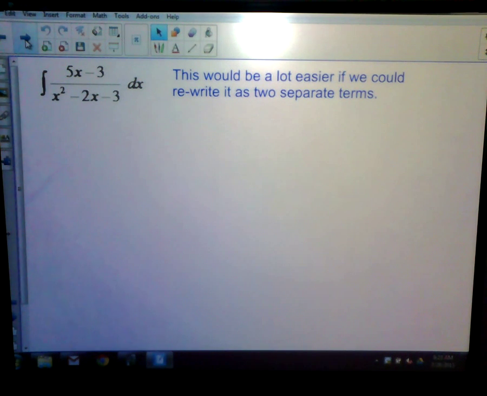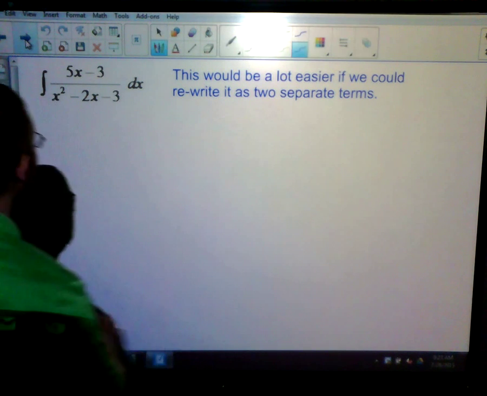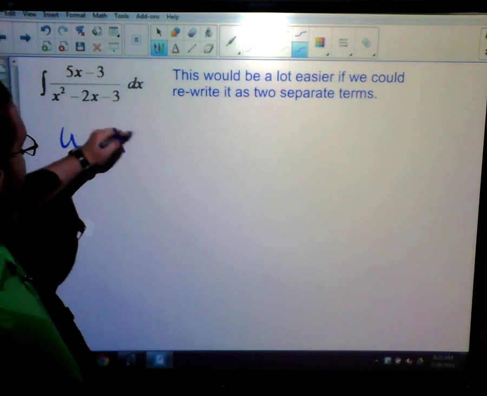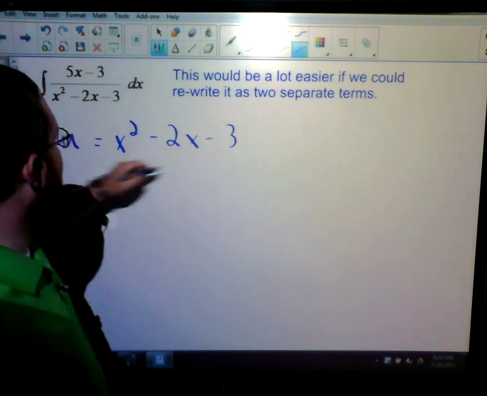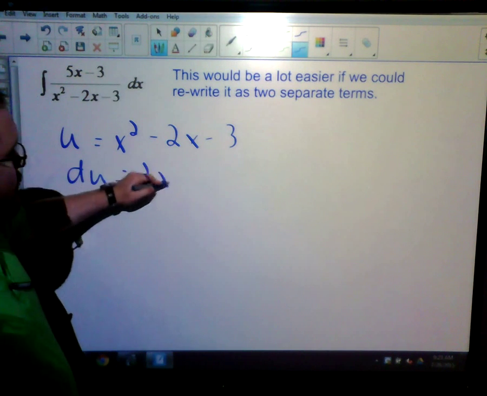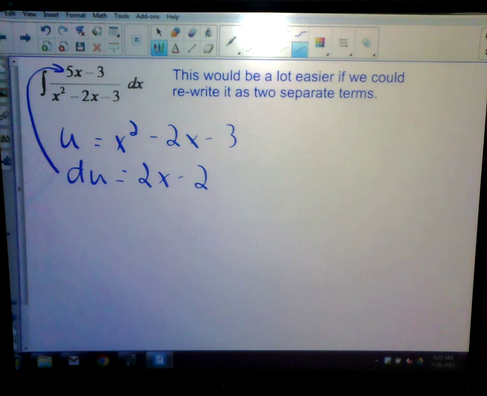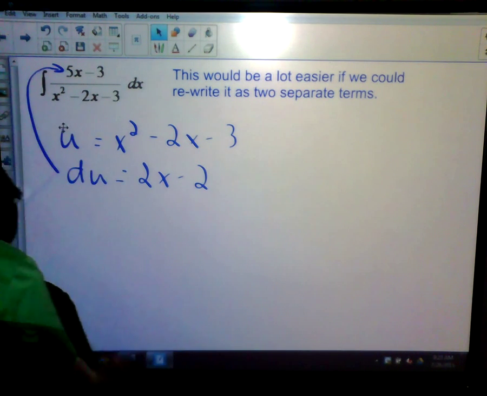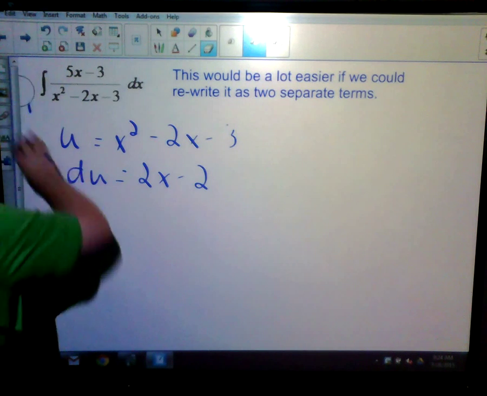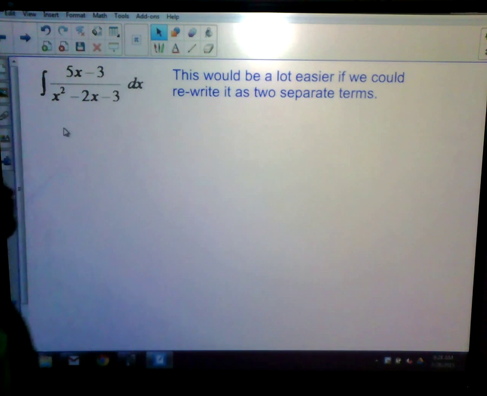Normally, we would try to do a u substitution and say that u is equal to x squared minus 2x minus 3, which makes du 2x minus 2. But there's no way to rewrite that to make it 2x minus 2. So we can't do this as a u substitution problem. What if there was a way to write this as two separate problems?